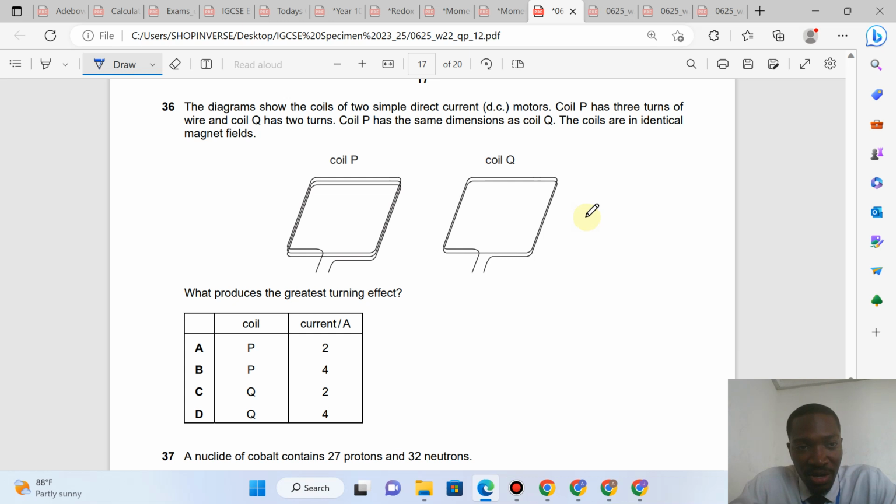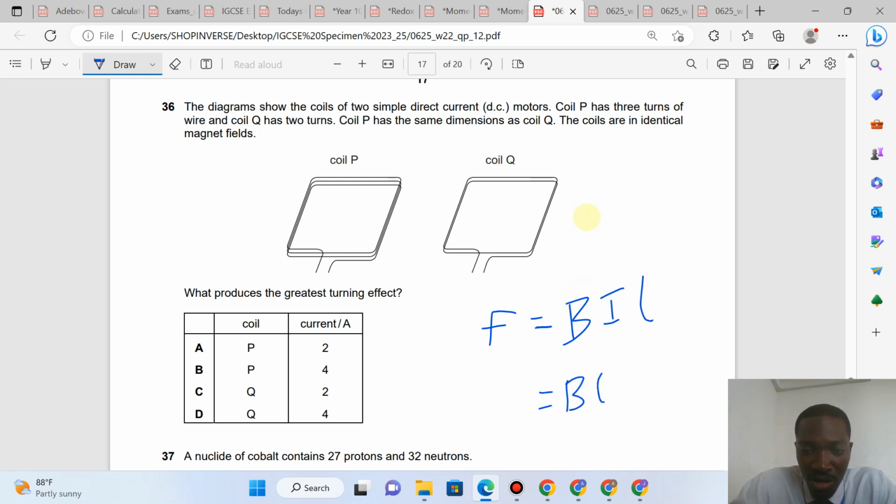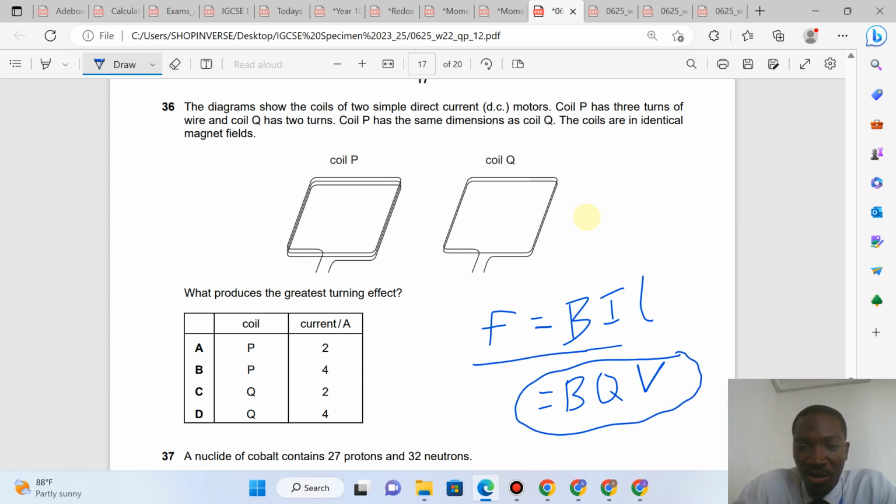The greatest turning effect, that is talking about the force, and the force produced by a coil is BIL, or you say BQV, okay, good. So in this case, there's no mention of the speed at which the coil is turning or the electric charge. So we focus on this formula.